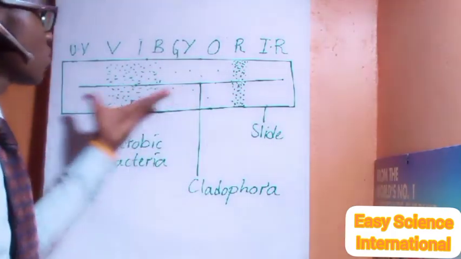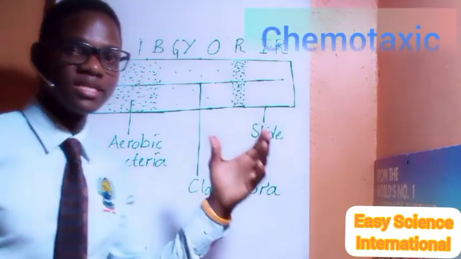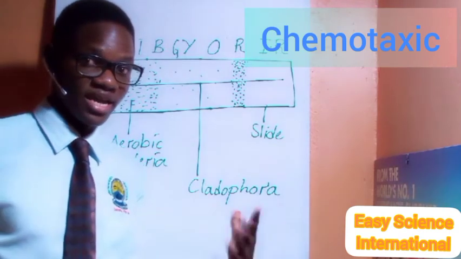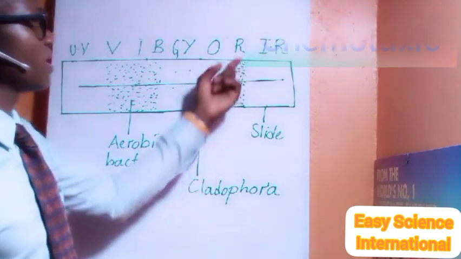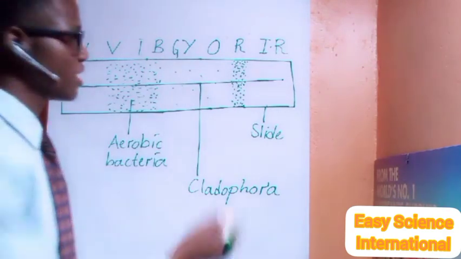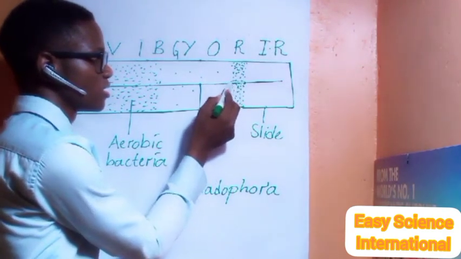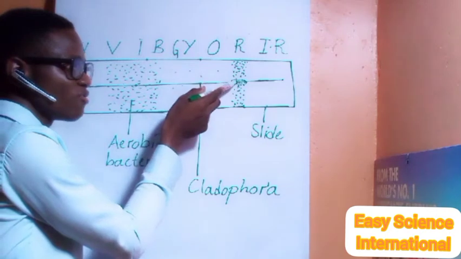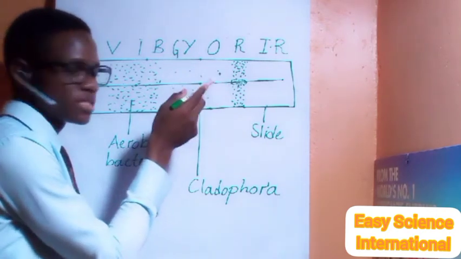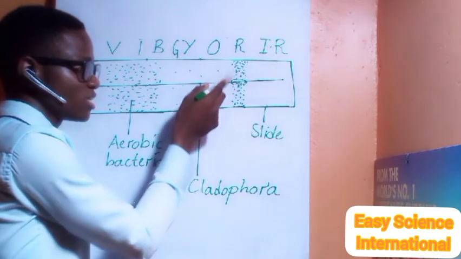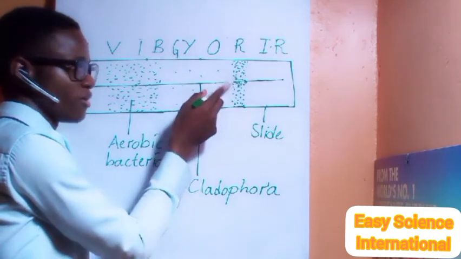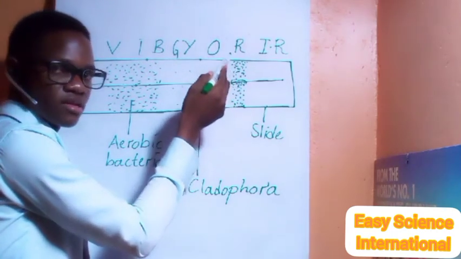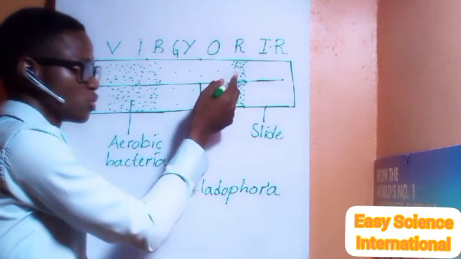So these motile bacteria are chemotaxic. They are attracted to areas with higher concentrations of oxygen to support their aerobic activity. So we expect that here and here. The reason being, along this region, this cladophora is able to carry out photosynthesis and hence release oxygen, which gets higher and higher in concentration around here, and hence attracts these chemotaxic motile aerobic bacteria to cluster around there.